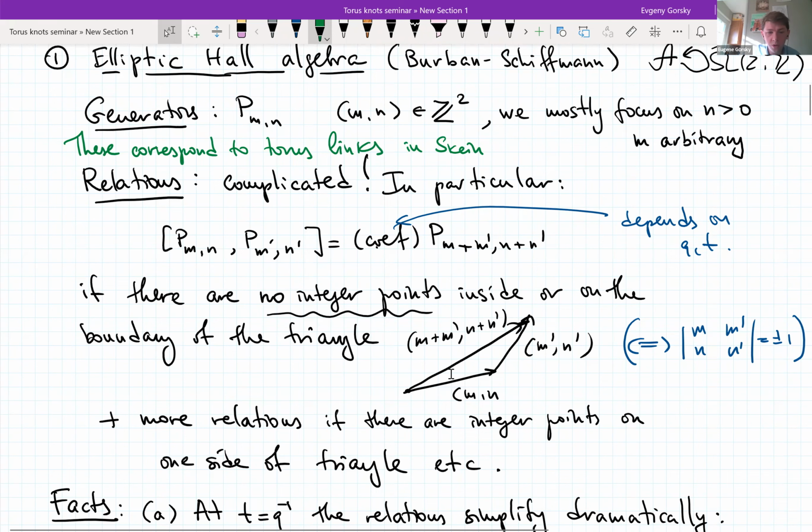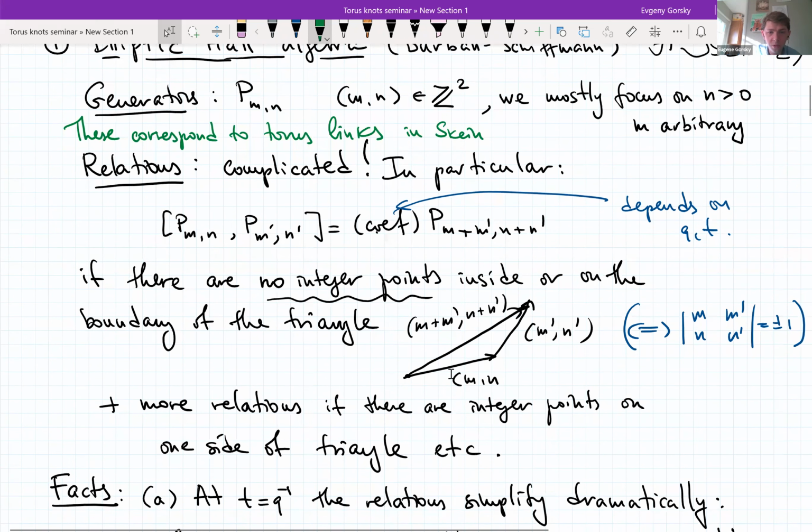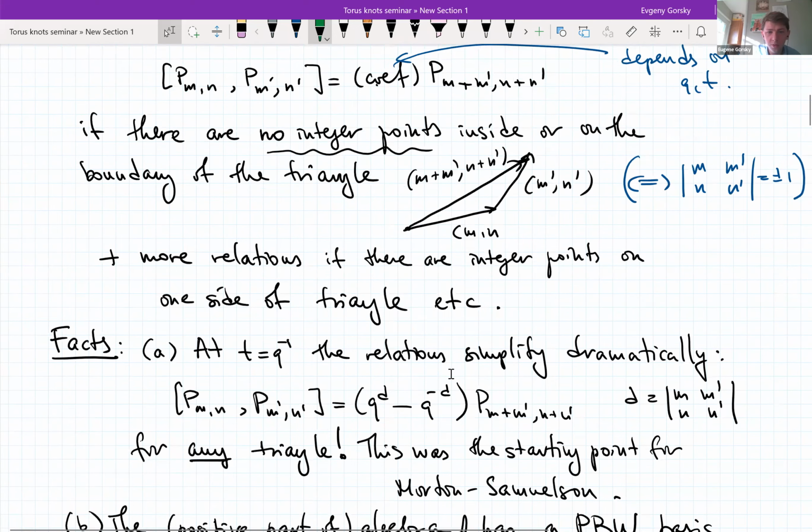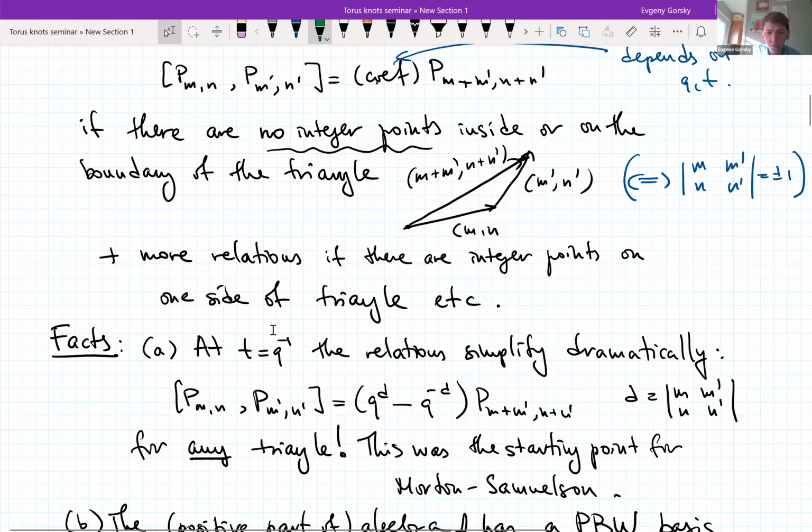So what do we know in general about the algebra? So some facts. The first fact is that if t is equal to q inverse, if we really specialize to this case, then the relations simplify dramatically, and for any triangle, you have that the commutator of P_{m,n} and P_{m',n'} is proportional to P_{m+m', n+n'}, up to some factor which depends on the determinant between (m,n) and (m',n'). And this is true for any triangle.